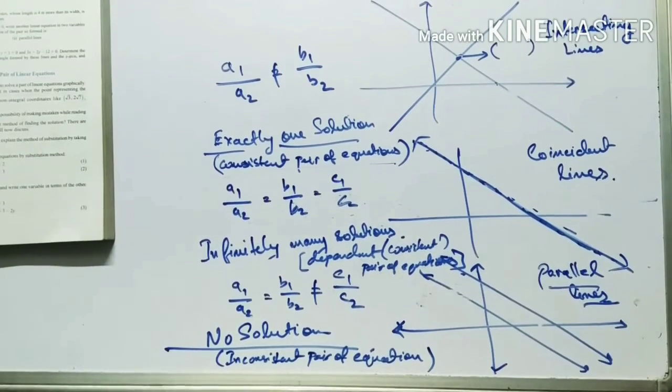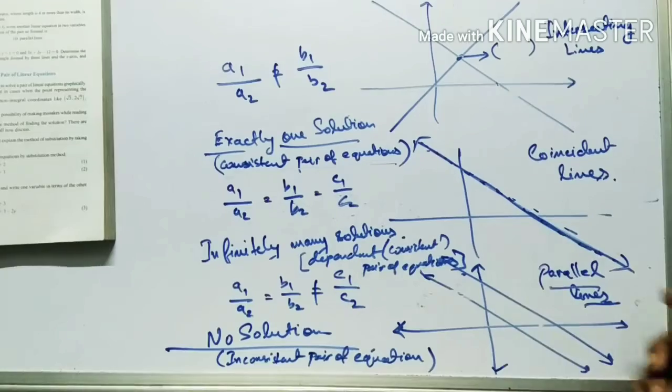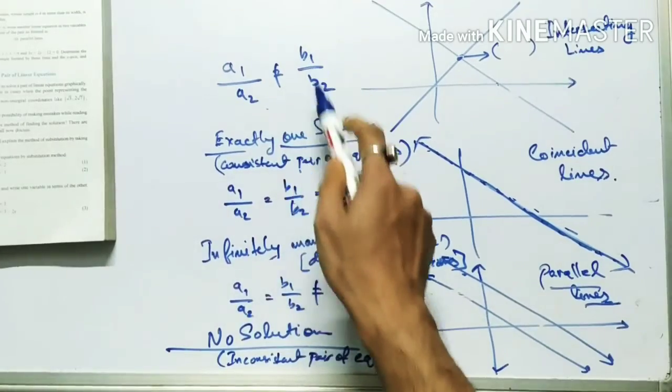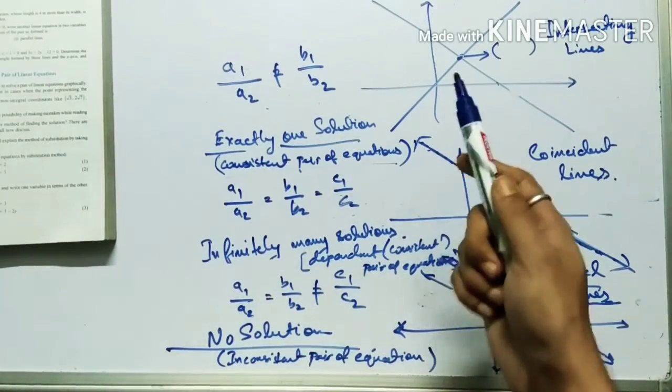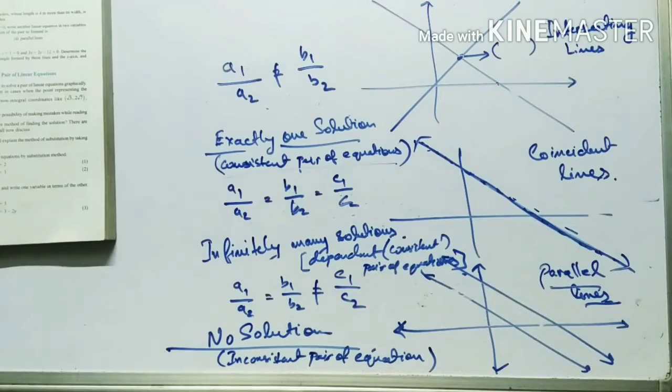And if the lines are parallel, then the pair of linear equations has no solutions, and they are called an inconsistent pair of equations. Now, how will you know that the pair of linear equations will intersect at a point? If you get a1 by a2 not equal to b1 by b2, then you will know that the pair of linear equations will intersect at a point.